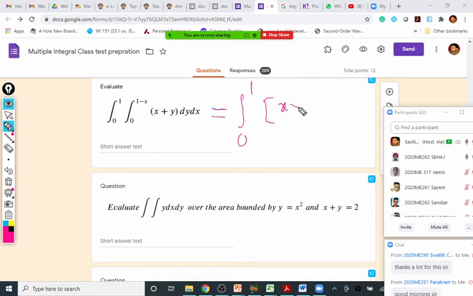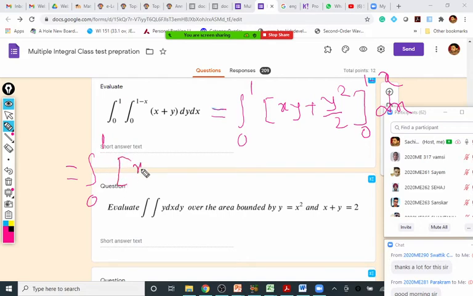dx dy, plus y square by 2, xy plus y square by 2, and dx. Correct. The limit of y is 0 to 1 minus x. So we get integral 0 to 1 of x into (1 minus x) plus (1 minus x) whole square upon 2, dx.